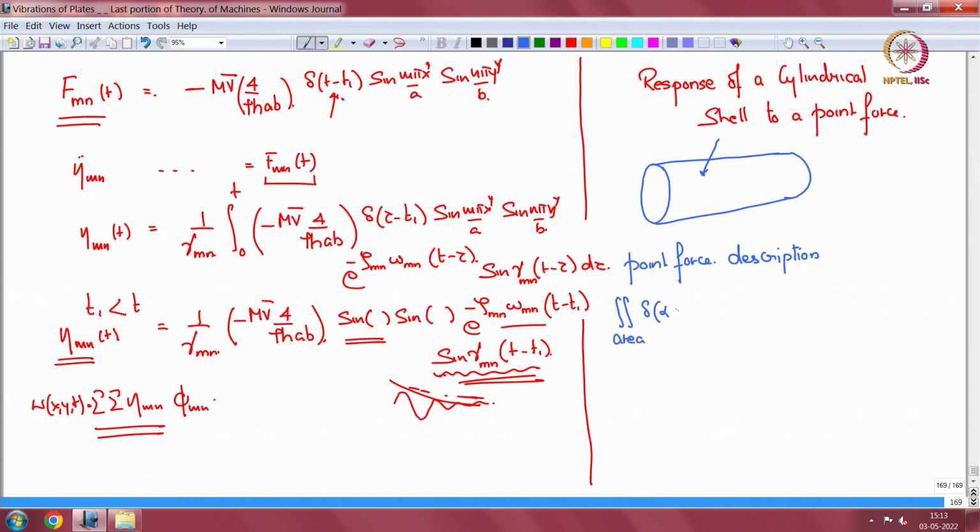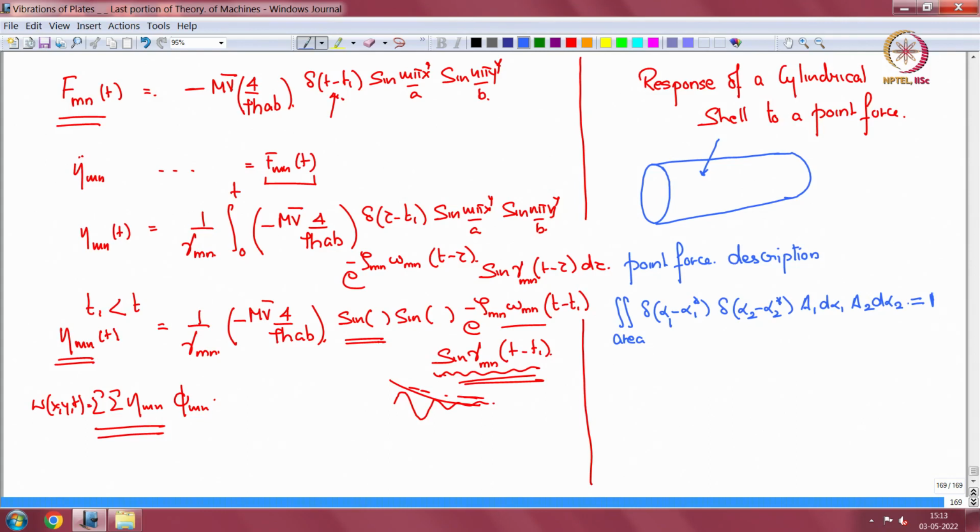delta alpha 1 minus alpha 1 star, delta alpha 2 minus alpha 2 star, then you get A1 d alpha 1, A2 d alpha 2. That should be equal to 1.